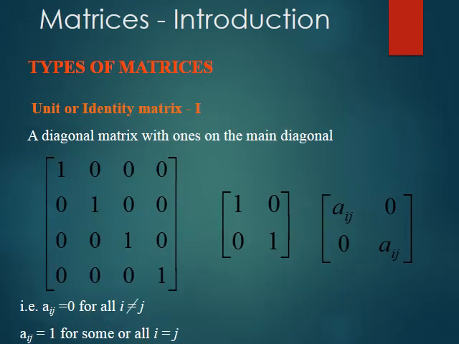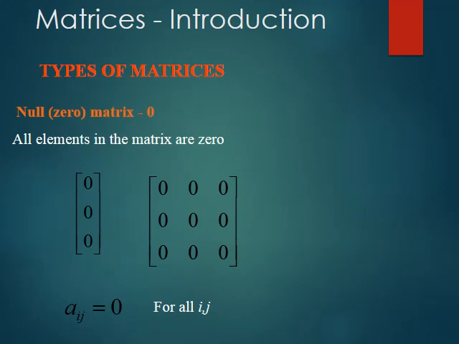Now unit and identity matrix: a diagonal matrix with 1 on the main diagonal. A diagonal matrix in which the entries in the main diagonal are only 1, and we can say that, for example, it is a unit matrix or identity matrix of order 4. It is a unit matrix. The second matrix is a unit matrix of order 2.